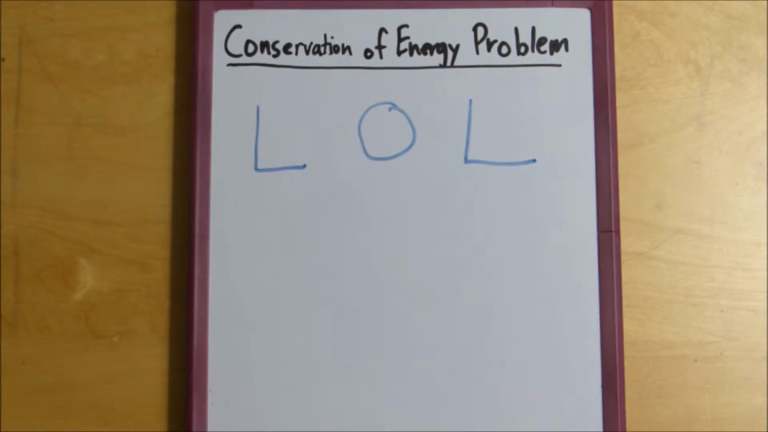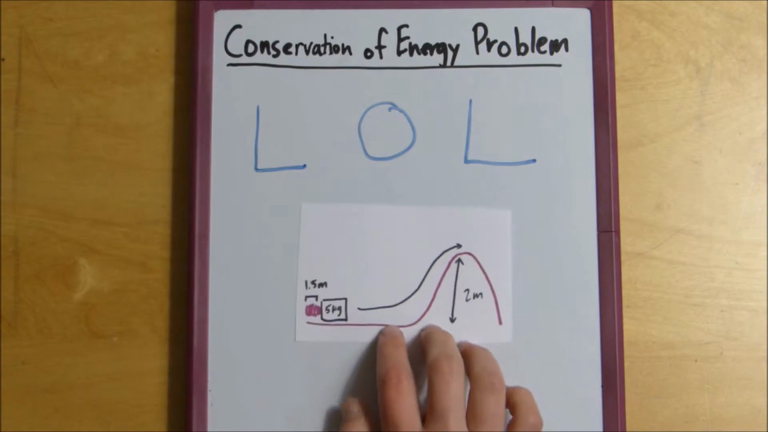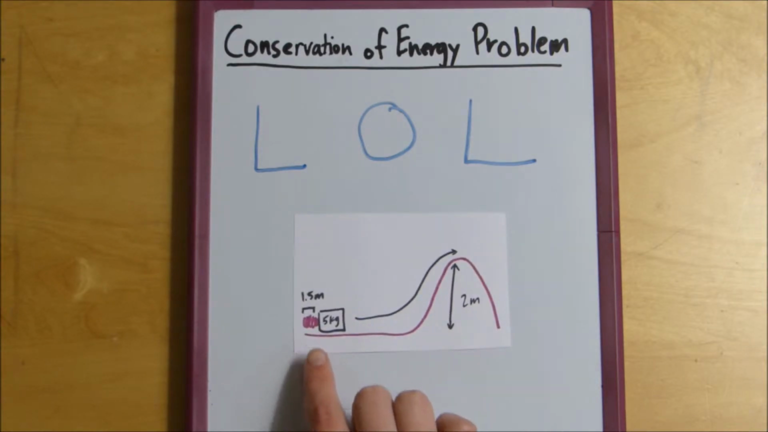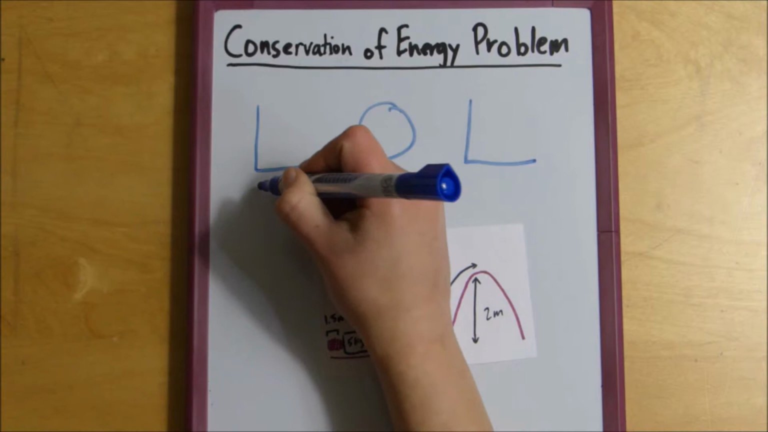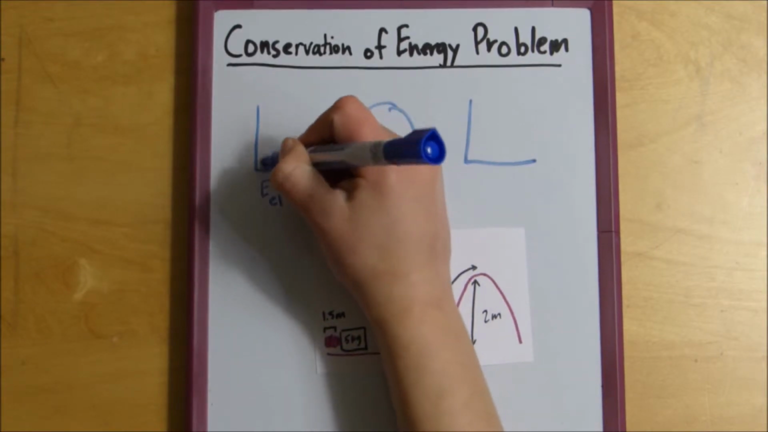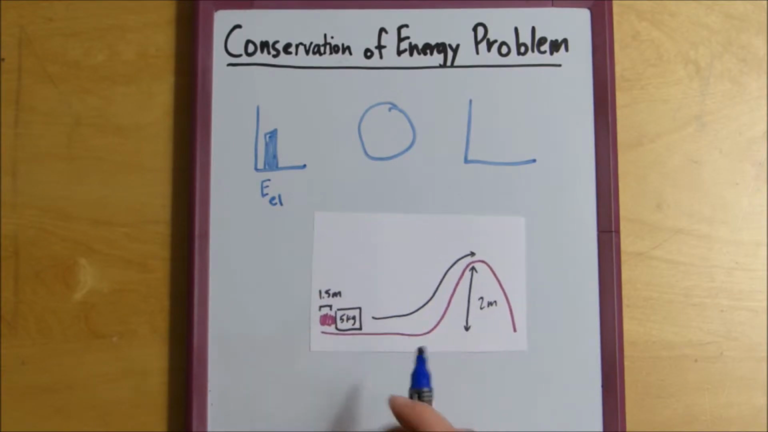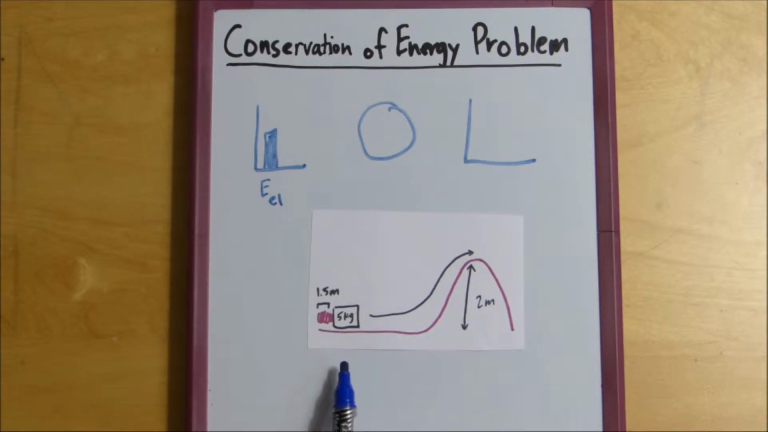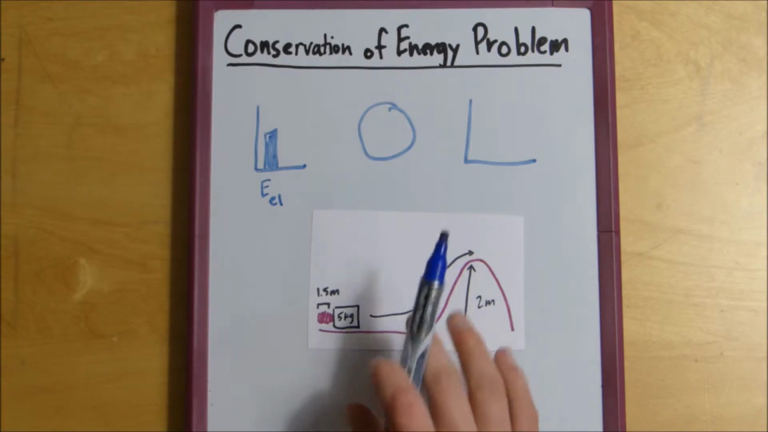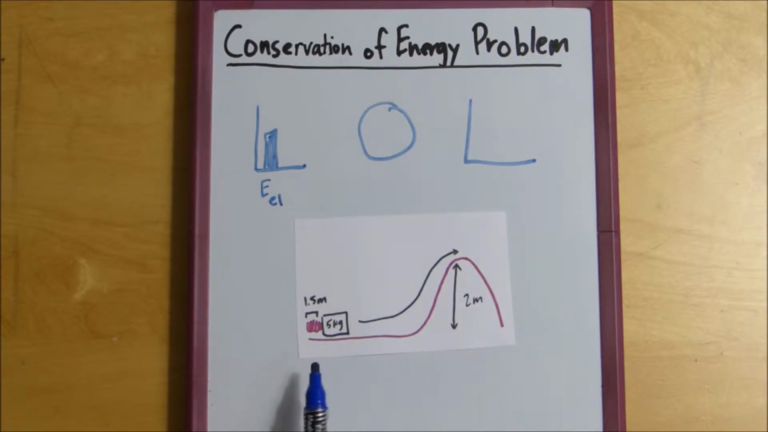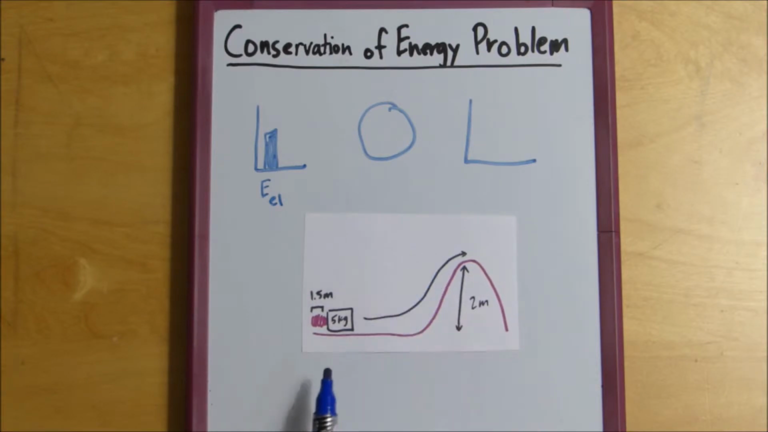So, we know that at the beginning of the problem, we have elastic energy, right? Just some arbitrary number of elastic energy. Now, we don't have kinetic energy or gravitational energy because if we set the ground down here as our point 0, it would not be gravitational energy. And it's not moving, so it's not kinetic. So it's only elastic energy.